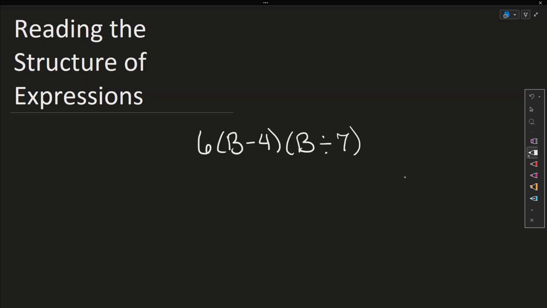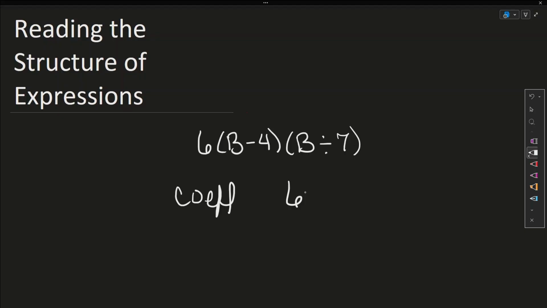Now, let's consider 6 times (b minus 4) times (b divided by 7). This expression has one main term. There is no addition or subtraction at the main level, separating it into multiple terms. The coefficient is 6. The expression is 6 times two grouped factors, (b minus 4) and (b divided by 7). So it could be described as 6 times the quantity b minus 4 times the quantity b divided by 7.